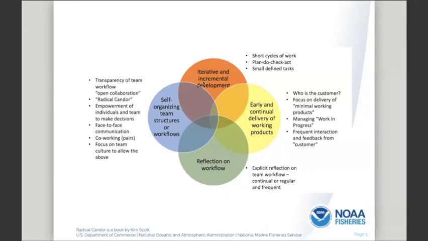And so the iterative part, that's these short cycles of work. The self-organizing team structure is talking about team culture, and there's some very specific things, and I'll go through each of these. But like transparency, I talked about that. But another really huge part of this is what's called empowerment of individuals, so that the individuals on the team can decide what the next tasks are. And there's this big emphasis on learning. So peers teach each other to learn new tasks.